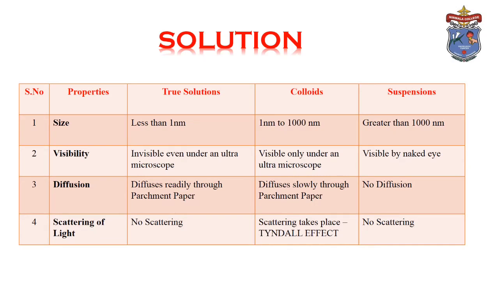True solutions are invisible even under an ultra microscope. Colloids are visible only under an ultra microscope, whereas suspensions are visible by naked eye. Next, moving on to the property of diffusion. True solutions diffuses readily through a parchment paper. Colloids diffuses slowly through a parchment paper. Suspensions do not diffuse at all.